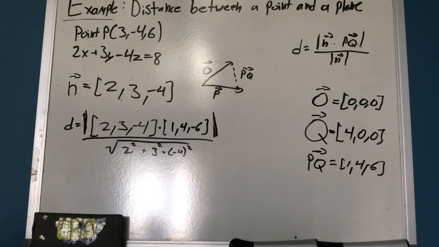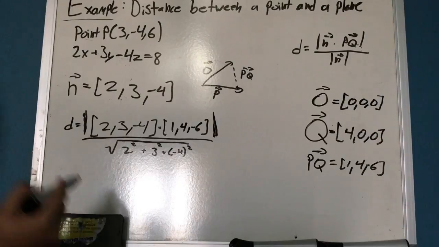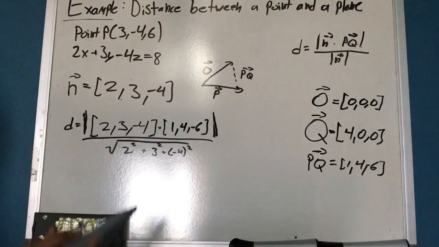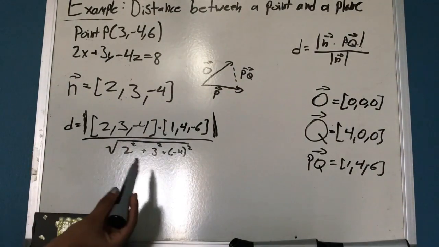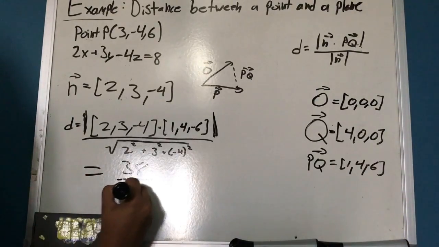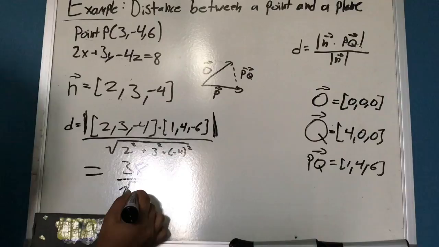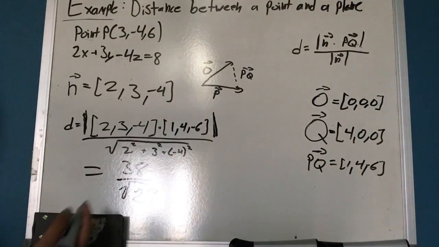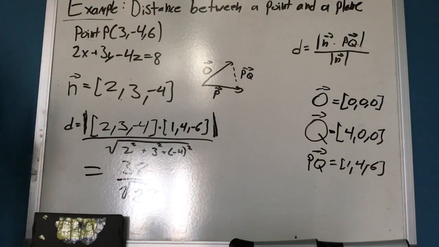Now that we have vector PQ and our normal vector, we can use those values and sub them into our distance formula. Since I've done it here, this is going to give us 38 over square root of 29, which is going to be our distance from the point to our plane.